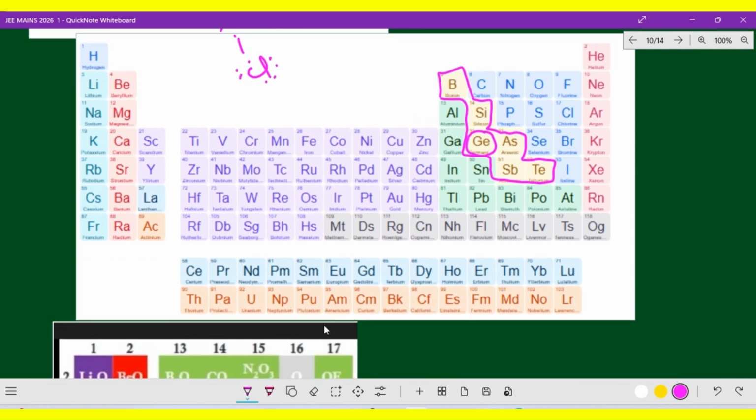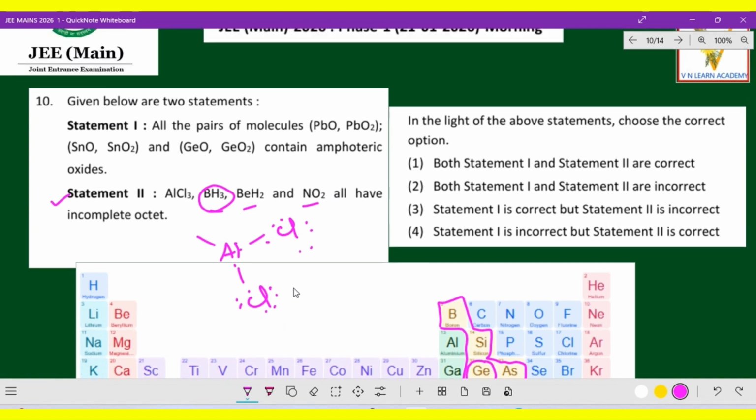Okay, so which is the correct option? I mean, PbO, PbO2, and SnO, SnO2, we can agree it is amphoteric in nature, whereas GeO, GeO2 completely acidic in nature generally. Okay, so fourth option, statement 1, it is incorrect, and statement 2, it is completely correct. Hope you got the clarity.